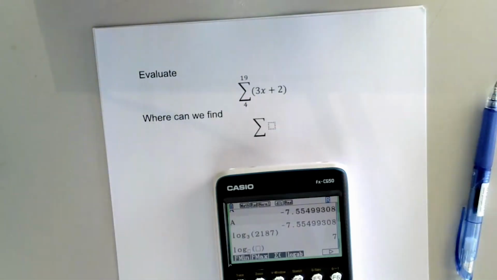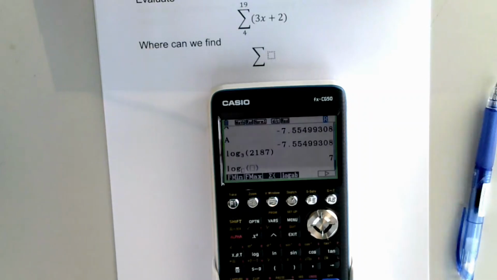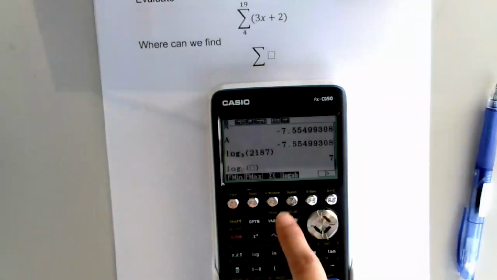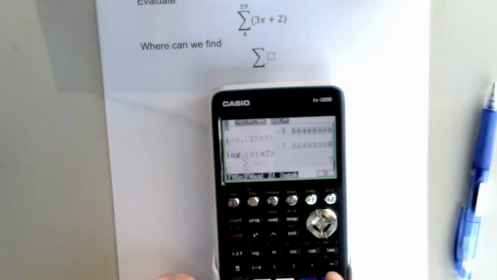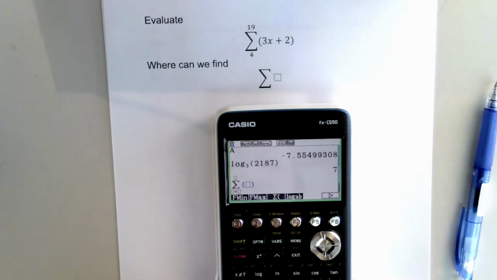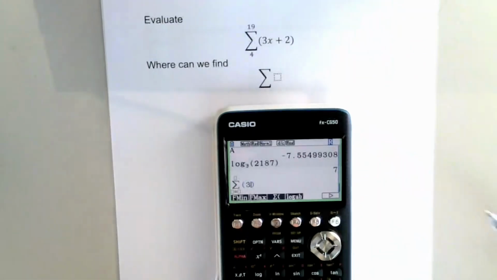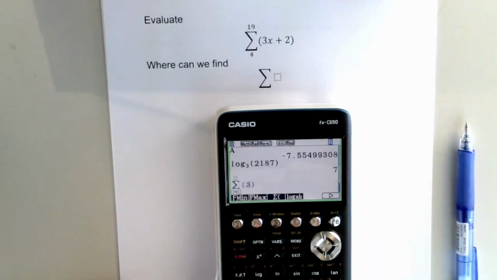This is Tom's favorite, sigma. I was about to ask you how we find it. That's the sigma notation, the sum of. Sigma. Which means that from 4 to 19, it's going to keep adding up the expression there. So you have x equals 4.